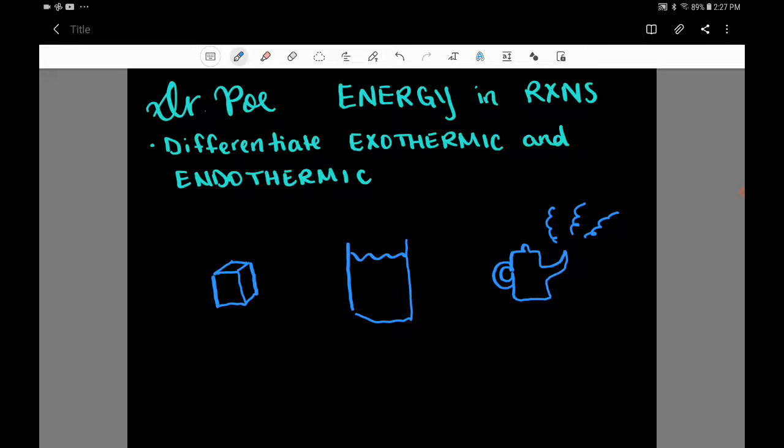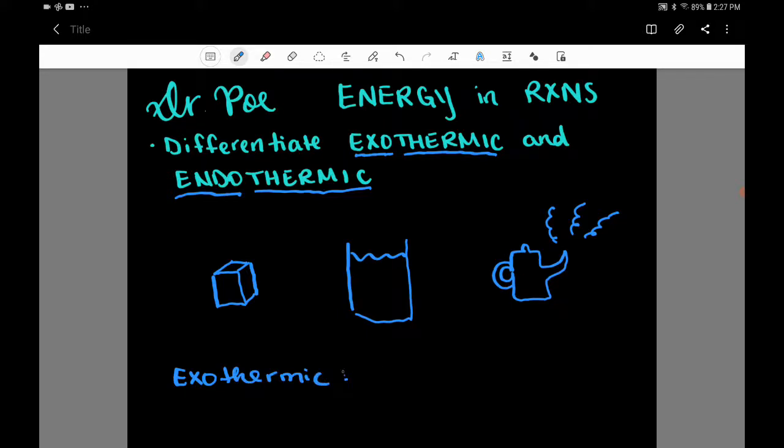So when we're just looking at the terms, exothermic, the exo typically means outside, like an exoskeleton would be outside, and thermic is related to temperature. And endothermic is going to be inside, so endo is inside. So the temperature is going inside. So that's the real difference between these terms. It's telling us where the temperature is going.